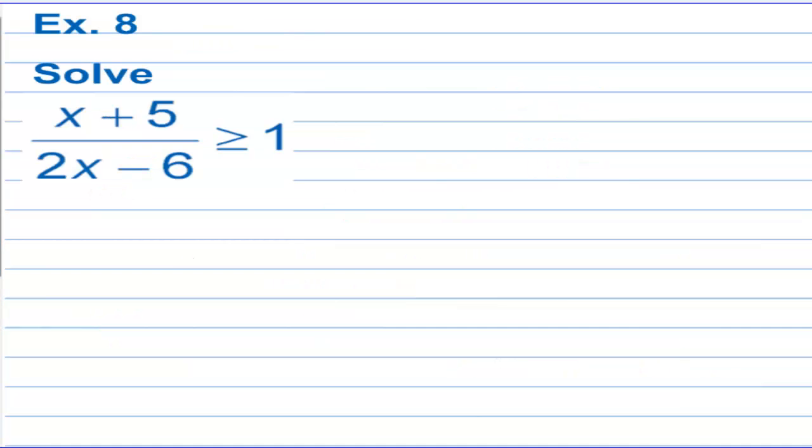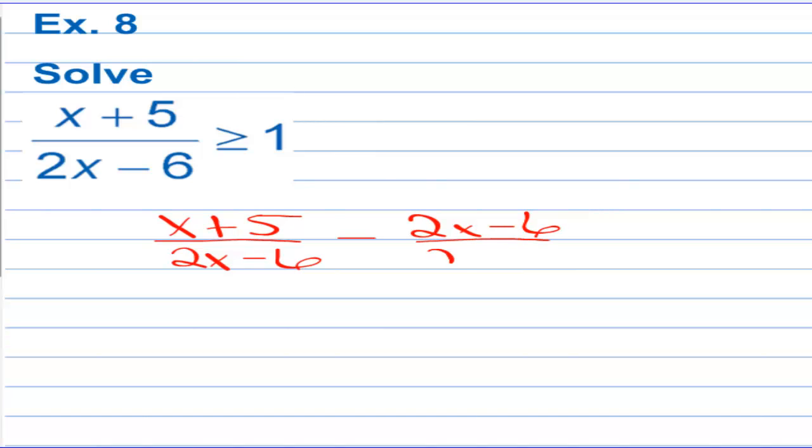Solve x plus 5 over 2x minus 6 is greater than or equal to 1. We compare stuff to 0. We don't compare things to 1. So we're going to minus the 1 over, but give it the common denominator as well. So here is minusing the 1 over and looking at common denominator.